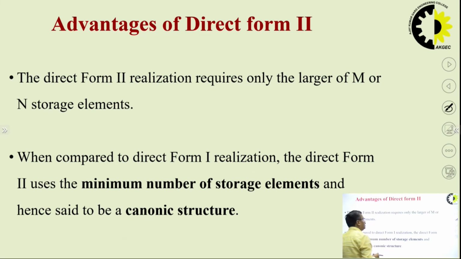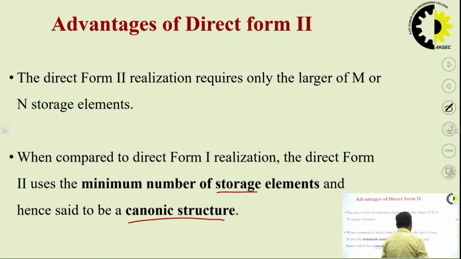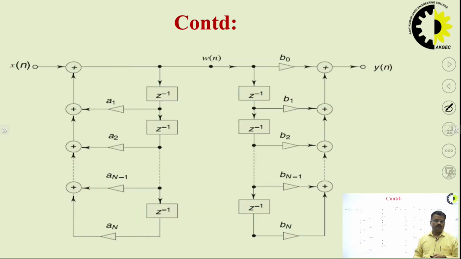Now, this is the advantage of direct form 2. Direct form 2 realization requires only the larger of M or N storage elements. When we compare to direct form 1 realization, the minimum number of storage elements will be needed. So it will be a canonic structure. In direct form 2, you are able to reduce the delay elements, the storage elements. Now, this will be our final structure, direct form 2.